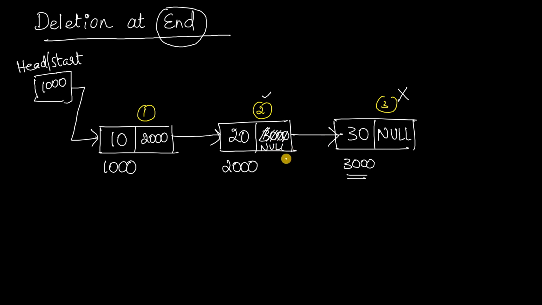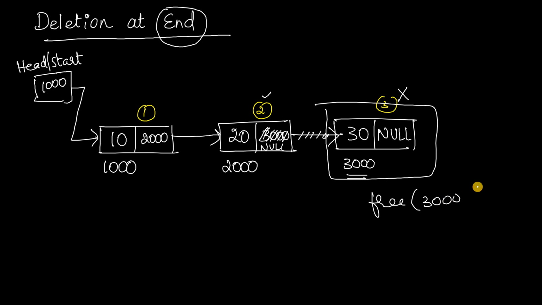Okay. So because of that, what is going to happen? This link will be removed. And finally, as I told you earlier, you have to free this node. So write free of 3000. Thereby this node will be released from memory. So now we have only 2 nodes in the list. So deletion at end is a very simple operation.